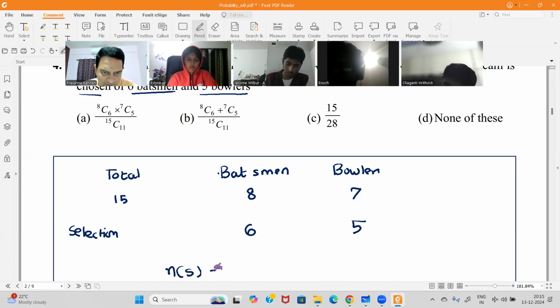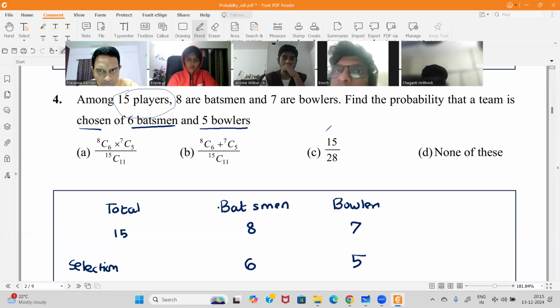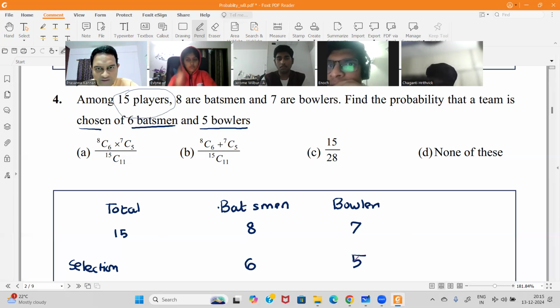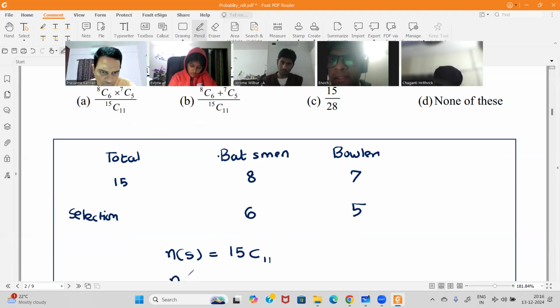So what is the total sample space? Can you tell me? I'm having 15 people, and from 15 people, I'm going to select what? I want 6 batsmen and 5 bowlers. So totally, how many people am I selecting? 11. Yes. From 15, I'm selecting 11. So how many ways can we do that, Jerome? From n things, we are selecting r things. From 15 players, we are selecting 11 players. We can do that in 15C11 ways, correct? So that is the sample space, the number of options that we have. So it's 15C11.